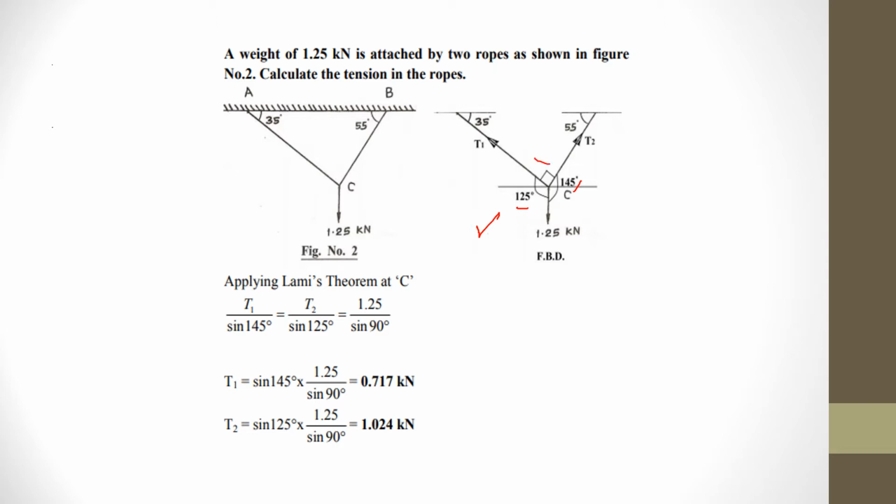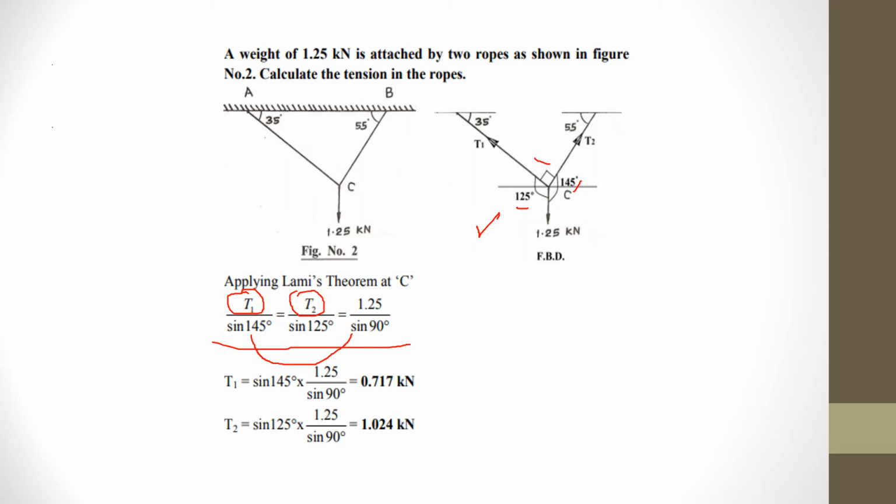Now in this formula, we have two unknowns, that is T1 and T2. So we have to find T1 and T2. So for T1, use T1 divided by sine 145 is equal to 1.25 divided by sine 90. So take these two together. So T1 is equal to sine 145 multiplied by 1.25 divided by sine 90. So we will get T1 as 0.717 kilonewton.